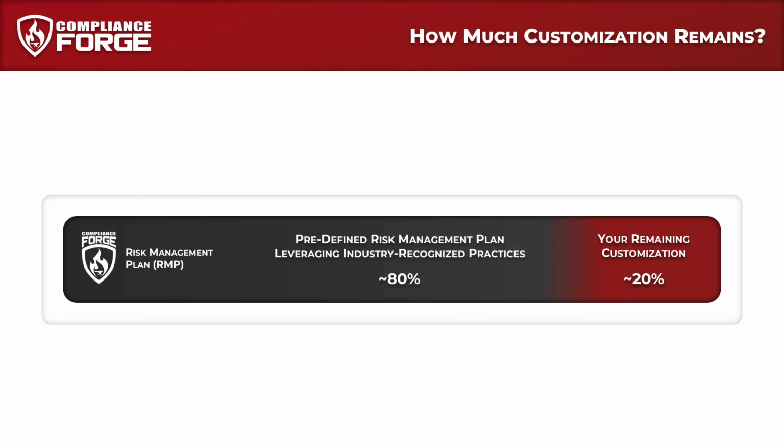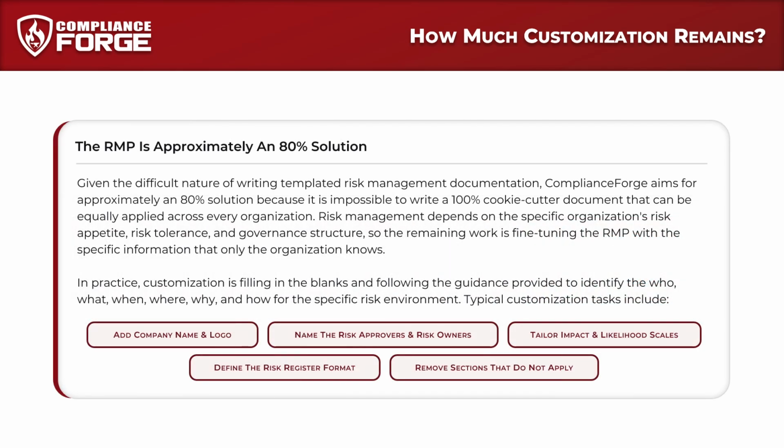So how much work is left for you? Here is the customization process at a glance. ComplianceForge aims for approximately an 80% solution, because it is impossible to write a 100% cookie-cutter document that can be equally applied across every organization. Risk management depends on your specific risk appetite, risk tolerance, and governance structure, so the remaining work is fine-tuning the RMP with the specific information that only your organization knows.